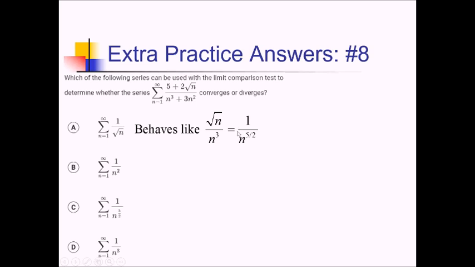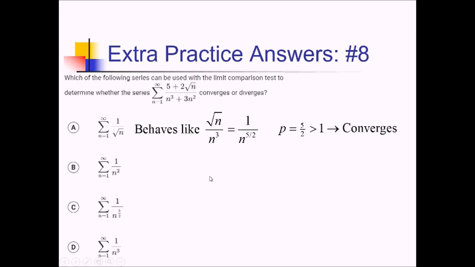Now, 1 over n to the 5/2, which is one of the answer choices, by the way, is a p-series with a p-value of 5/2. So because that's greater than 1, we know that this comparison series converges. So if we can use limit comparison, we ought to be able to show that this original series converges. So let's just do that out and really verify choice C here, because it's looking like that's going to be our answer.